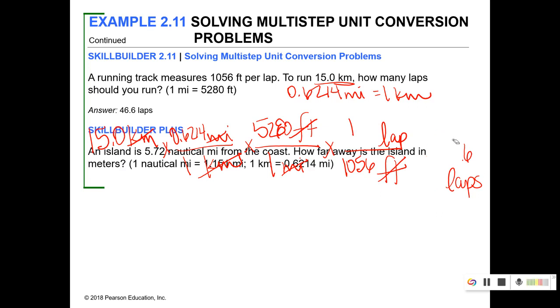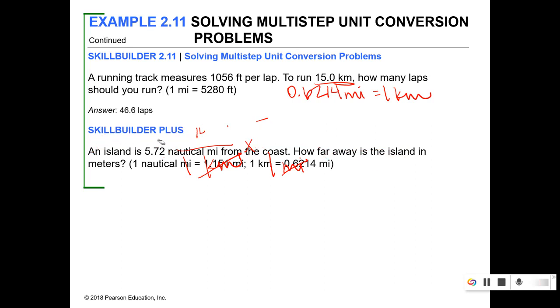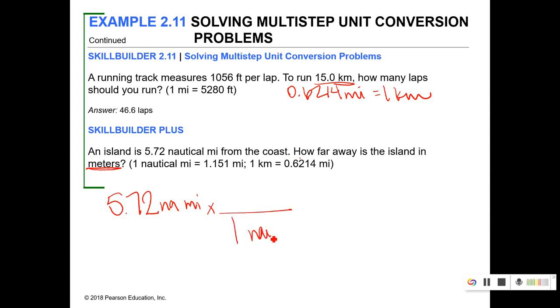Alrighty, here's another one, and this one's a little complicated, but that's okay. You just keep going until you have the unit you want. So here we're starting with nautical miles. How far is the island in meters? So I've got 5.72 nautical miles. So 1 nautical mile goes on bottom is 1.151 normal miles. So nautical miles cancel.